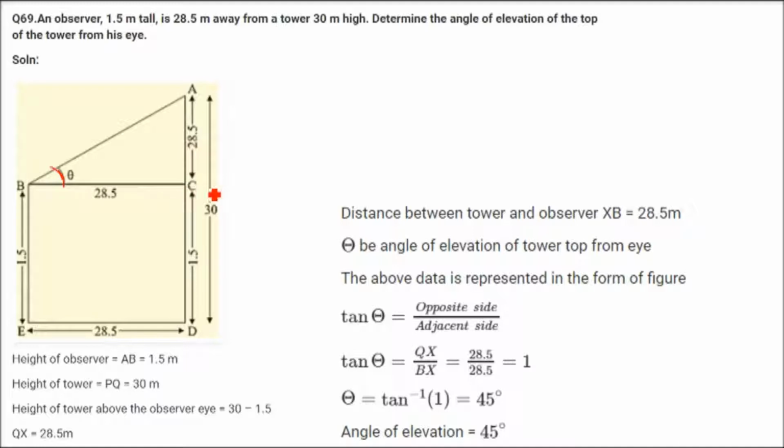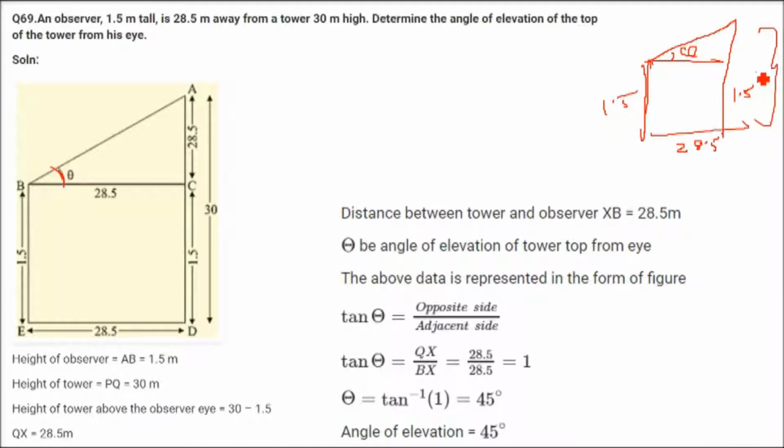So this angle we have to find out, because if I can make a horizontal, this is the angle of elevation, this theta we have to find out. Okay, so let me draw it again. We don't have to worry about anything. Why? Because there is a guy, he sees at an angle theta. This distance is 28.5. This distance is 28.5. This is 1.5, so this will also be 1.5.